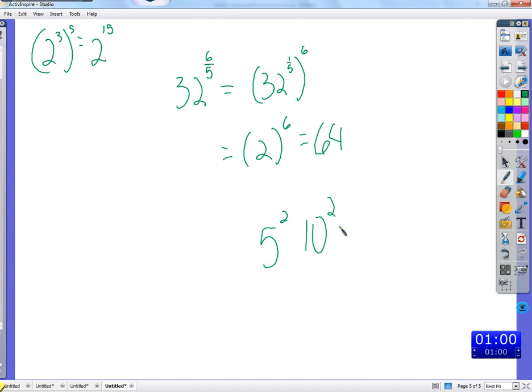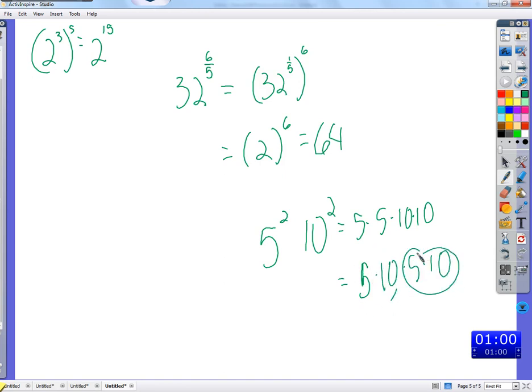So this is 5 times 5 times 10 times 10, which is just 5 times 10 times 5 times 10. I can write it that way. That's just 5 times 10 twice. So we could write just 5 times 10 squared. It's like the reverse of what you guys call the distribution of exponents.